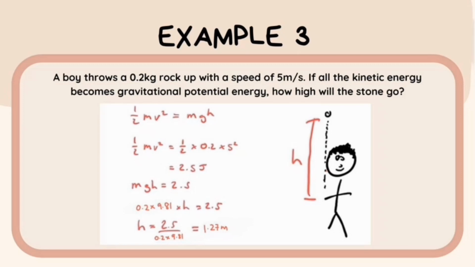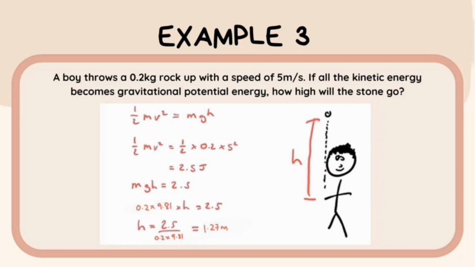So 1/2 mv² equal to 1/2 multiplied by 0.2 multiplied by 5². So the kinetic energy that we got here is 2.5 joules. Okay, since they want to know the height, we need to find the potential energy. So they state here the kinetic energy equal to potential energy. So mgh equal to 2.5.